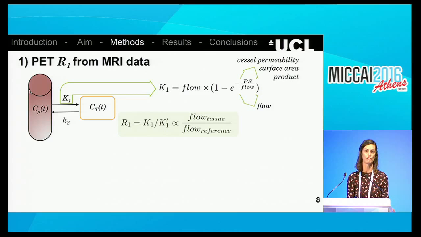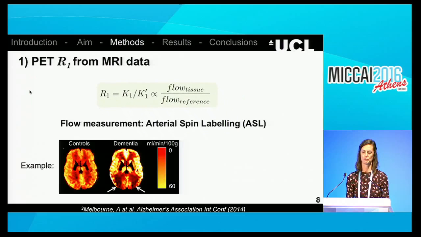So then we just need to get this flow measurement from MR data. Arterial spin labeling is an MR technique which is commonly used. This is just an example from the literature in which controls were scanned along with some dementia subjects. Now, this form of dementia affected the posterior portion of the brain, and you can see that ASL can measure this decreased flow in these regions.